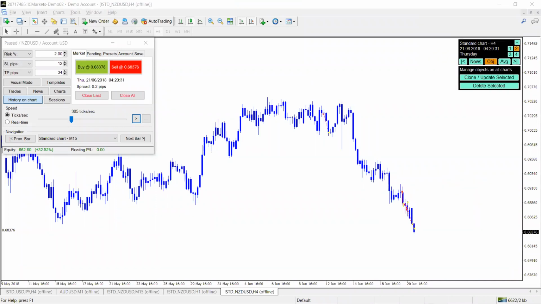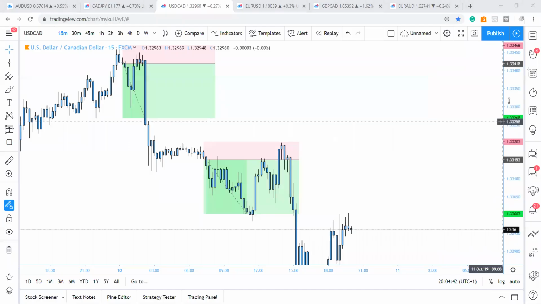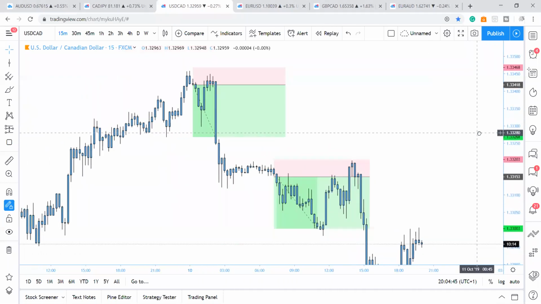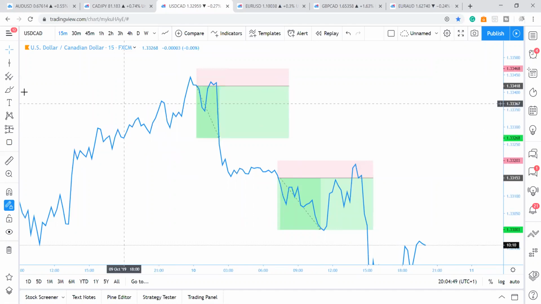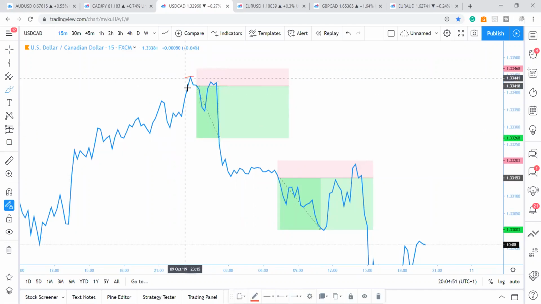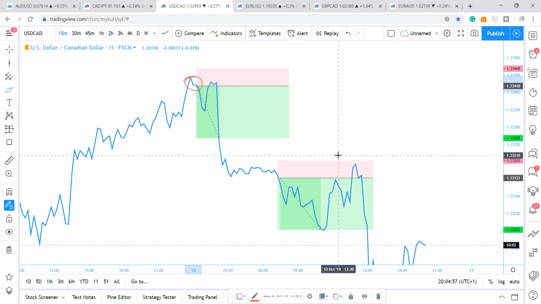Chris said, show me USD CAD. What screen are you guys watching? I don't want to show you it because it's my secret sauce, man. This here. Chris, you see it?